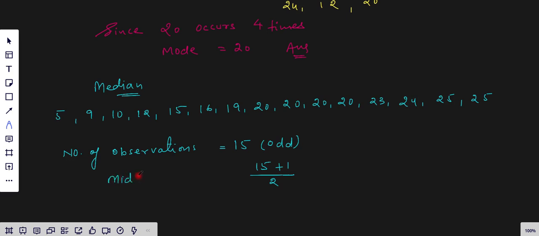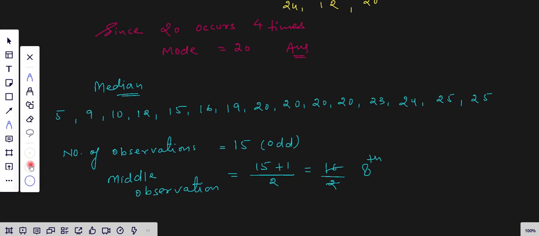So the middle observation will be equal to 15 plus 1 divided by 2, which is 16 divided by 2. That is the 8th observation. Now see, the 8th observation, I'll choose a different color. 1, 2, 3, 4, 5, 6, 7 and 8. So this is the 8th observation.